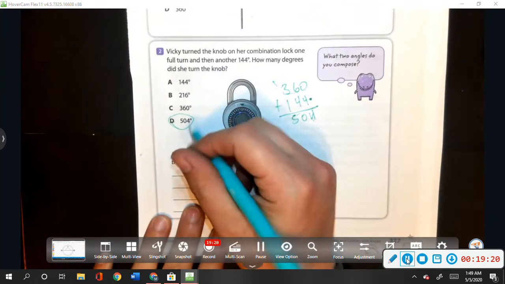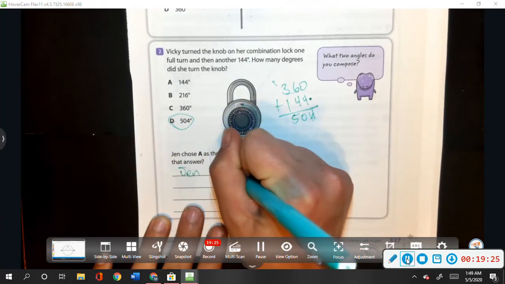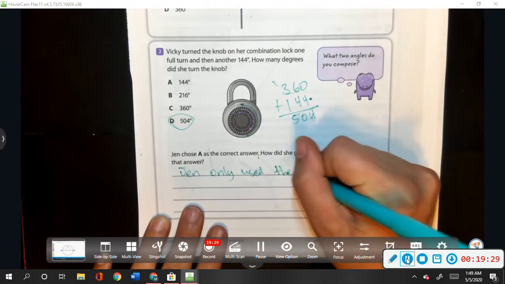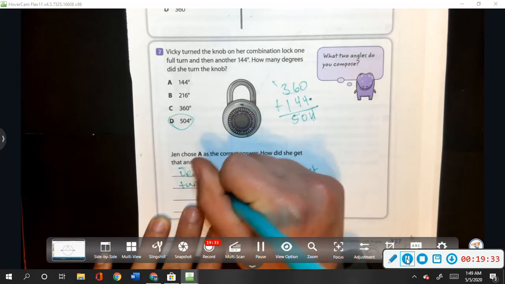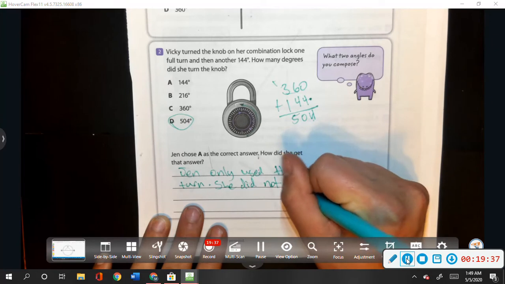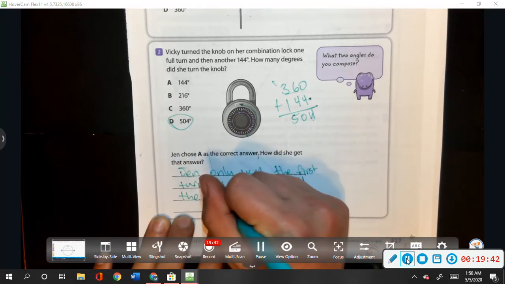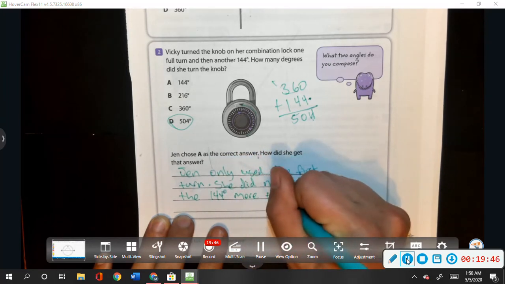So, sorry, I should have been writing that as I was saying that. Jen used only one turn. Only used the first turn. She did not add the 144 degrees more that Jen turned.